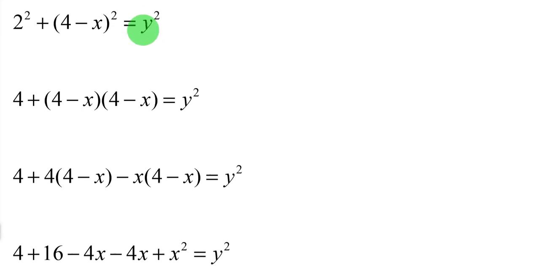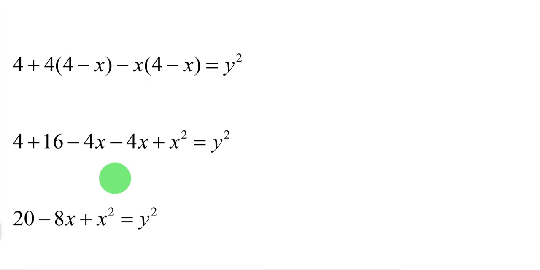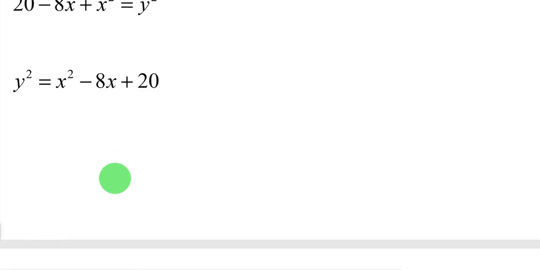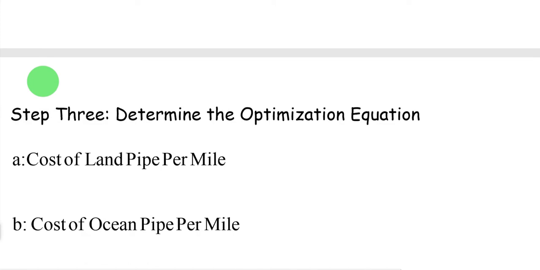We need to simplify this. So 2 squared is 4. When you multiply a binomial, you FOIL it, multiply it by itself. I'm not going to spend too much time on the algebra here. You can go back and pause this and read it if you want. You end up getting y squared equals x squared minus 8x plus 20. So we've related two of the variables, the amount of water pipe, which is y, and the amount of land pipe, x. We're going to use that to get our optimization equation down to 2 variables.